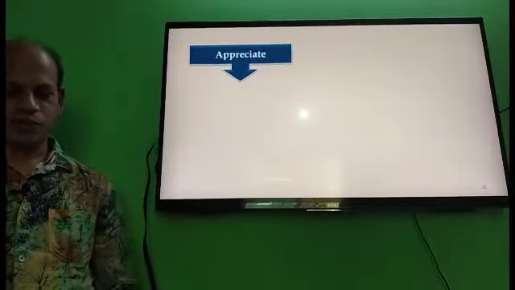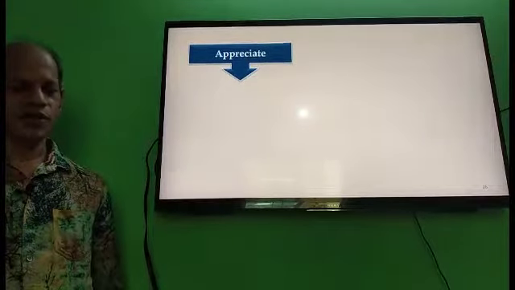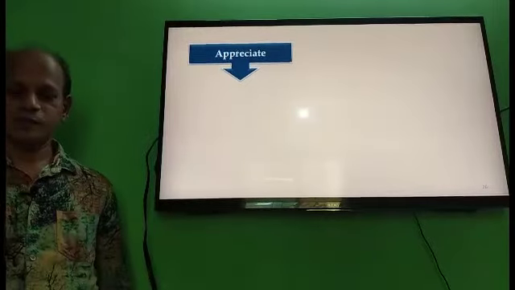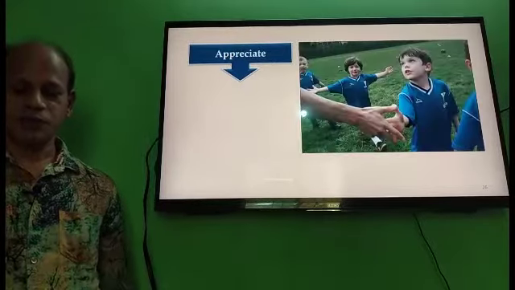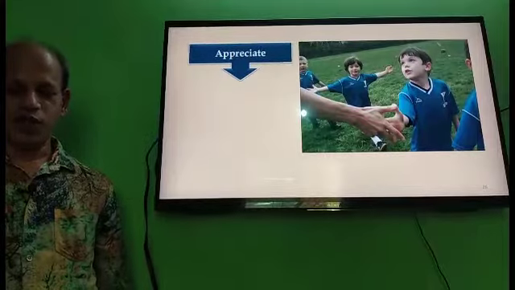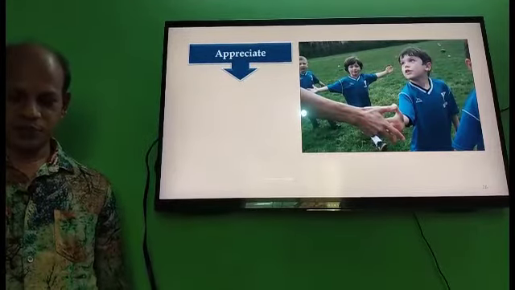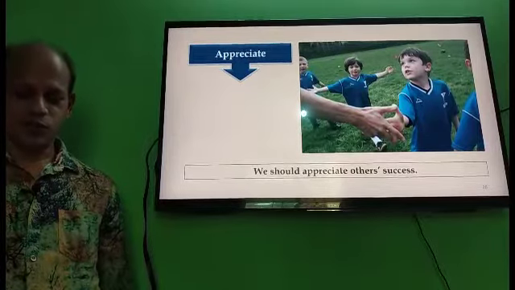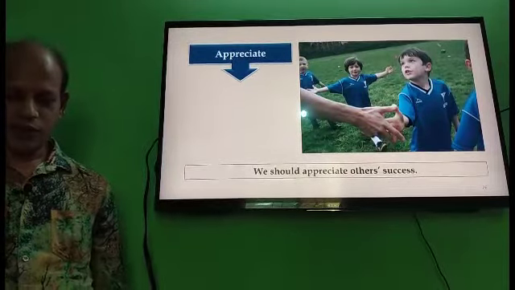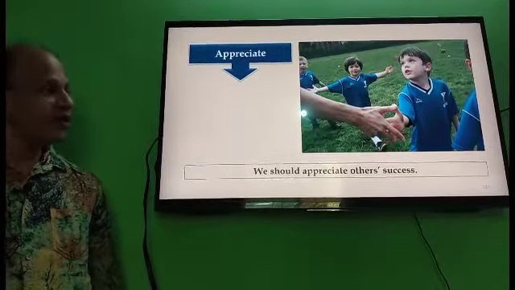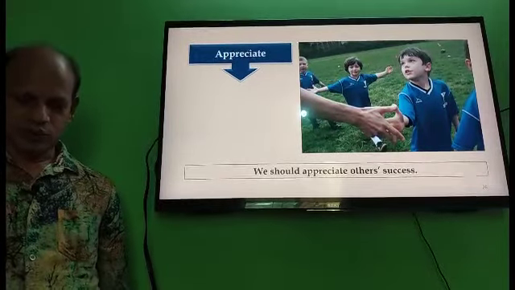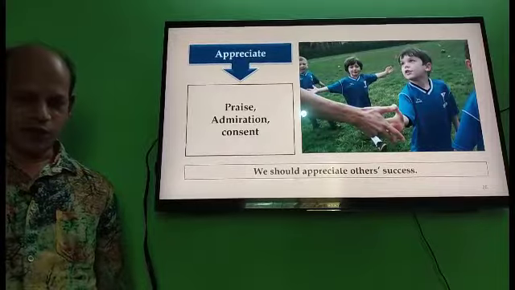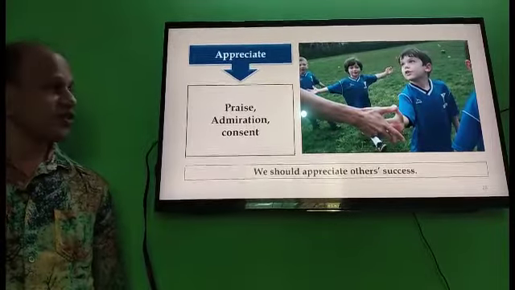The next word, appreciate. Do you know the meaning of appreciate? Yes. Look at the picture. You see, they're shaking hands in appreciation. And the sentence: We should appreciate others' success. We should thank those who succeeded. Let us know the meaning. Appreciate, praise, admiration, consent.